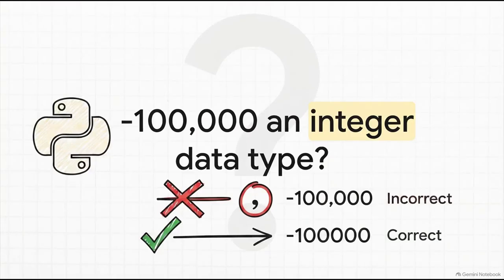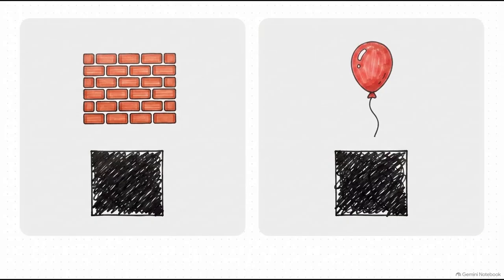So let's test this out real quick. Is -100,000, written out with a comma, an integer data type in Python? Well, actually, no. Python is super strict about this. Numbers are only considered integers if they're written without any commas or other non-numeric characters. To the computer, that comma completely breaks the rule. You have to strip all that punctuation away and write it literally as -1000000.